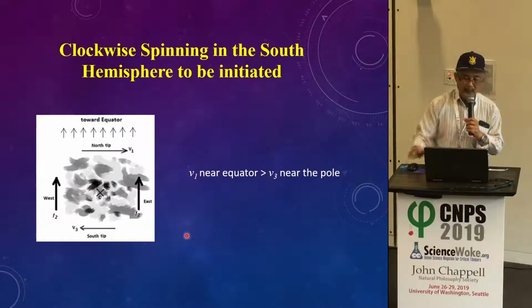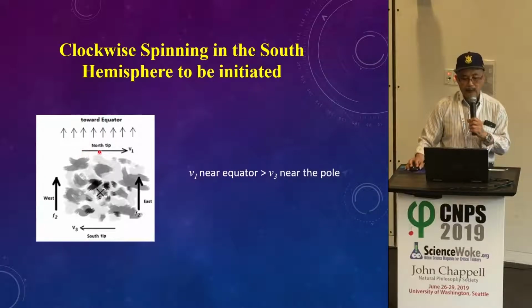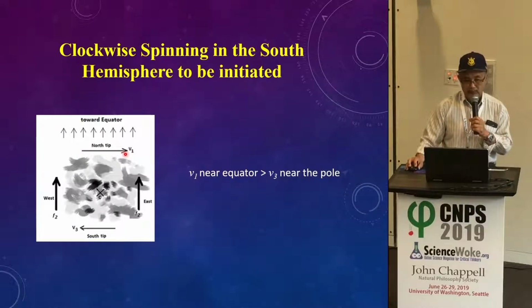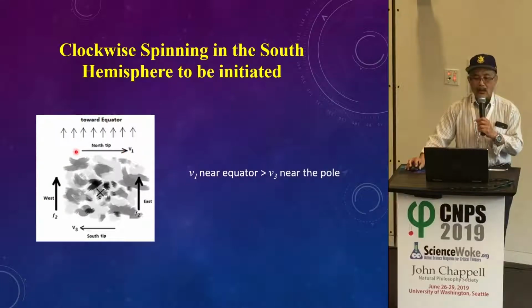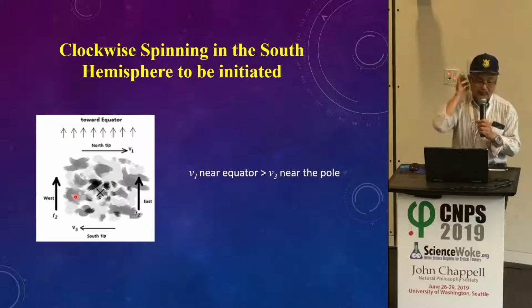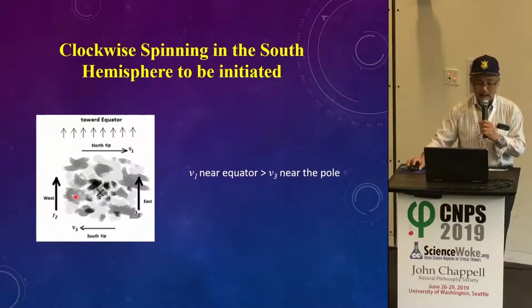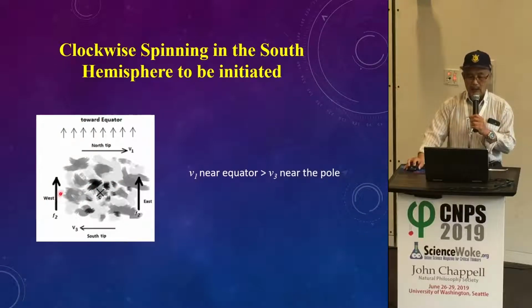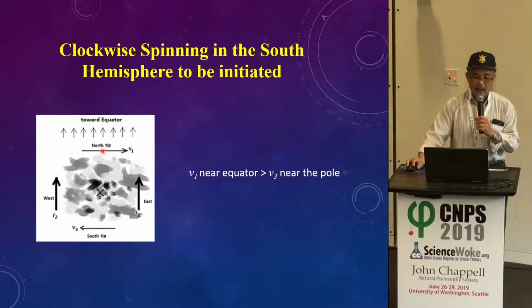On the southern hemisphere, the linear speed is bigger next to the equator and smaller toward the south. So if the cloud has to rotate because of the unequal torque between the west and the east, this will easily make it spin clockwise.